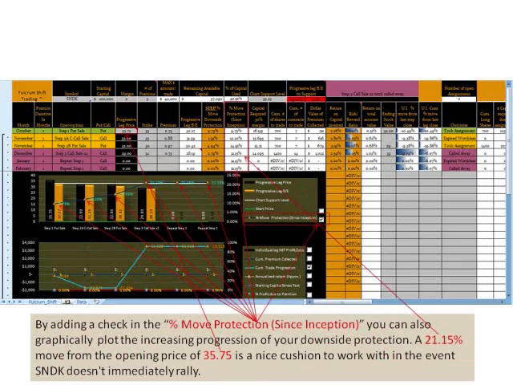By adding a check in the percentage move protection since inception, you can also graphically plot the increasing progression of your downside protection. A 21.15% move from the opening price of $35.75 is a nice cushion to work with in the event SanDisk doesn't immediately rally. Compare that to a trader who decided to just go long the shares at the start price of $35.75.